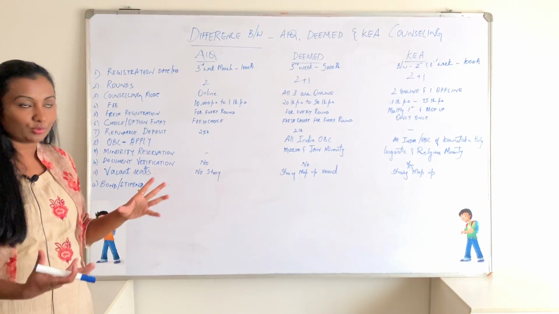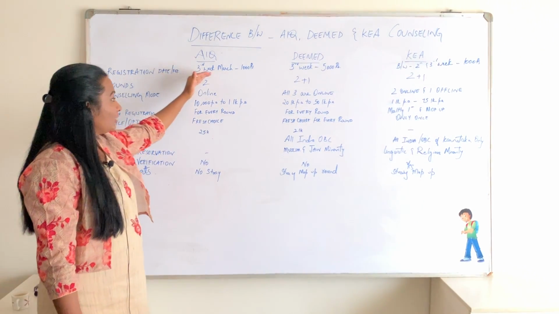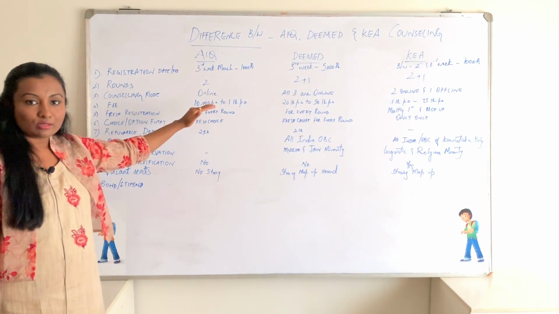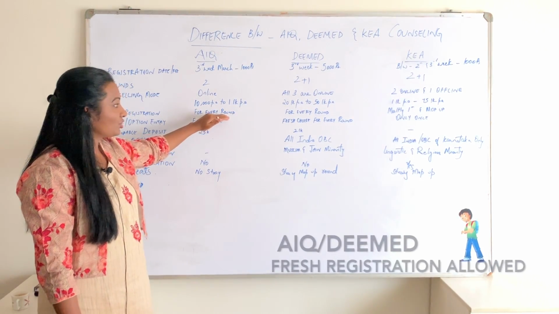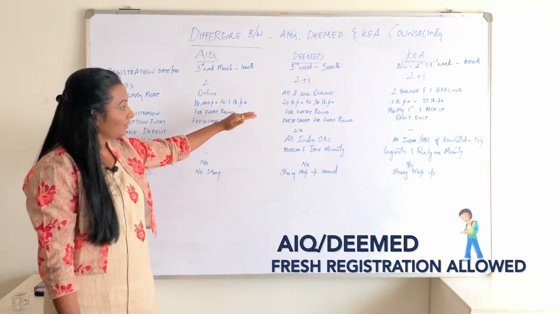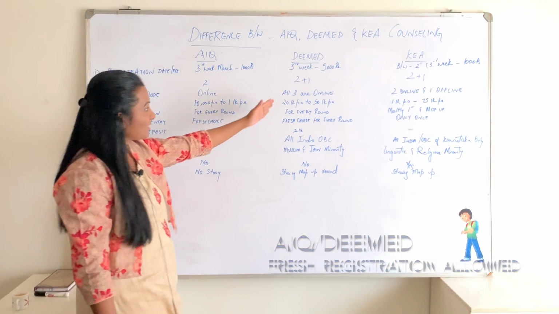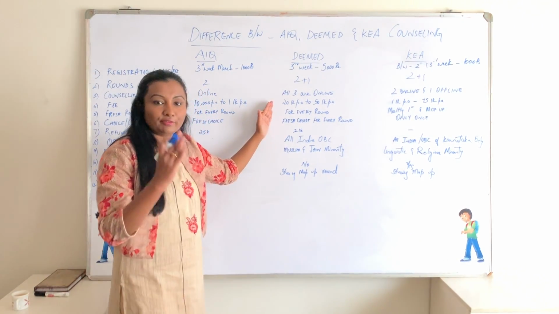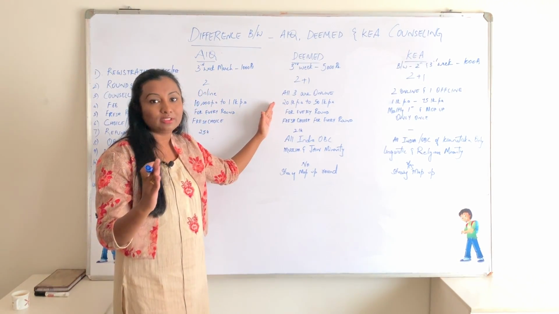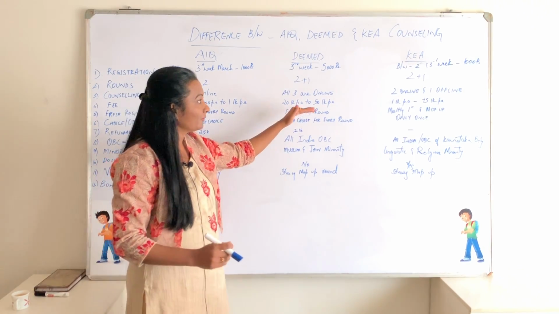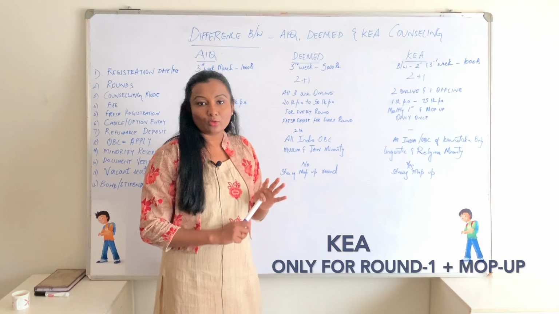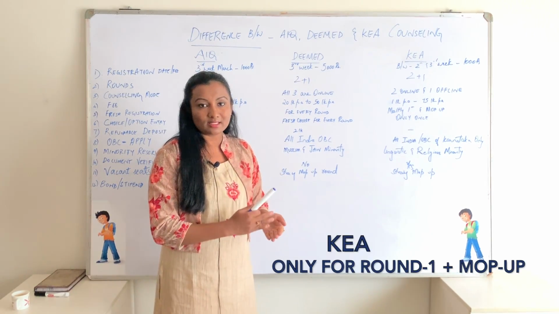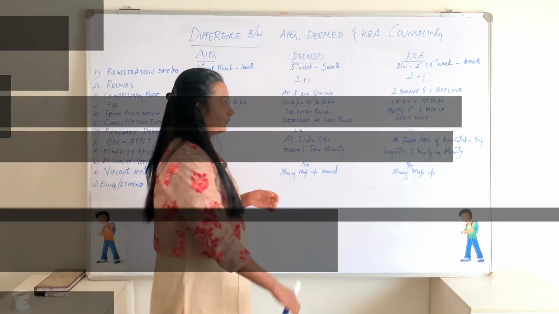The registration process. AIQ and deemed, as I said, the counseling is done by MCC, so they have similar pattern. Fresh registration is allowed for every round. Suppose there are 3 rounds in deemed, first round, second round, third round, in all the 3 rounds the registrations will be open. KEA, mostly the registrations are open before the first round starts and for the mop-up round.